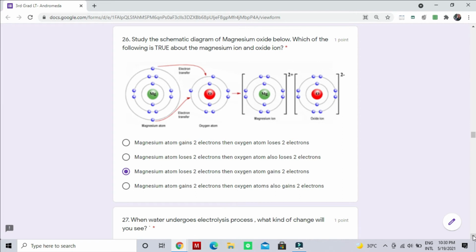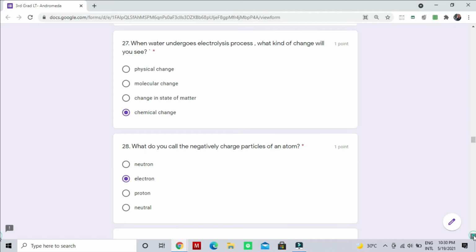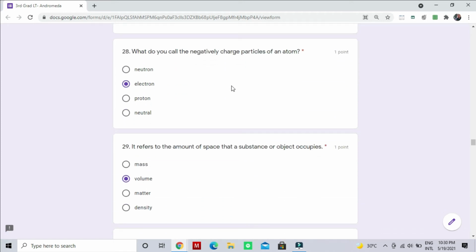Question number 27. When water undergoes electrolysis process, what kind of change will you see? The correct answer is chemical change. Question number 28. What do you call the negatively charged particles of an atom? The correct answer is electron.